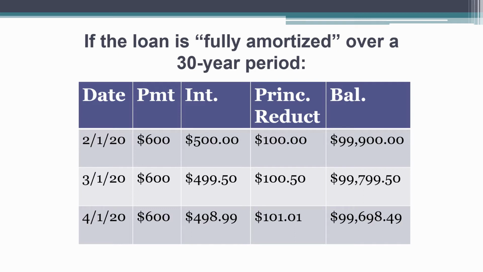That leaves us $101.01 to use to reduce the principal balance, and that means the balance is now down to $98,698.49. We simply continue this process all through the 30-year period, and when we get to the last payment at the end of the 30th year, the very last payment will have exactly enough principal reduction to completely pay off our loan, and our loan is then fully discharged.